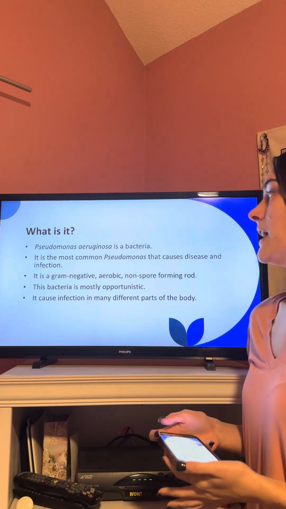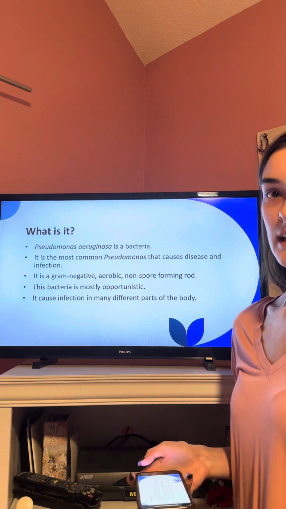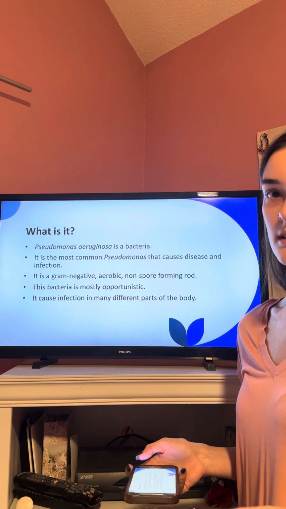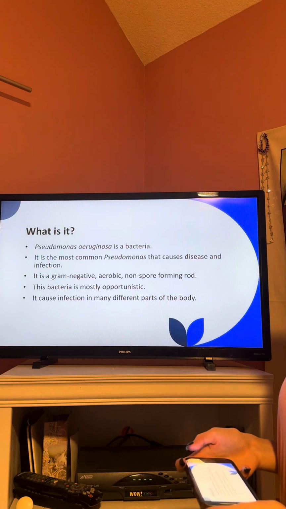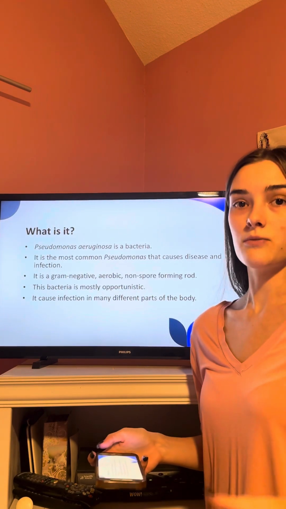Now, what is it? It is specifically a bacteria, and even more specifically, it is a Pseudomonas bacteria, and Pseudomonas is the genus name. And it causes disease and infection. It is specifically a gram-negative, aerobic, non-spore-forming rod.